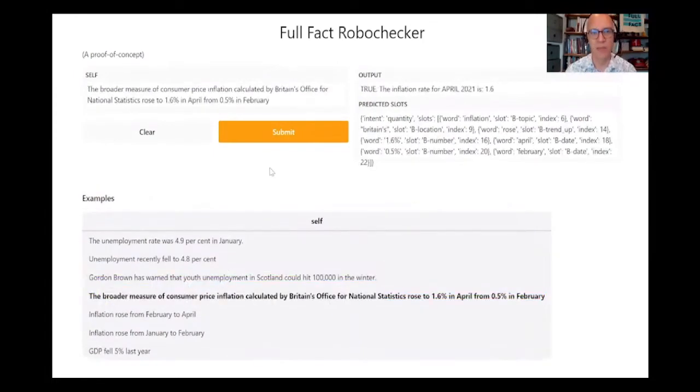A somewhat complex example here discusses the inflation calculations by the ONS. And again, the system says correctly April 2021. Again, it is inferring the year is 1.6, as the sentence says.